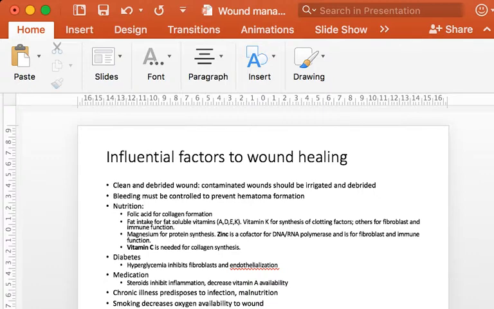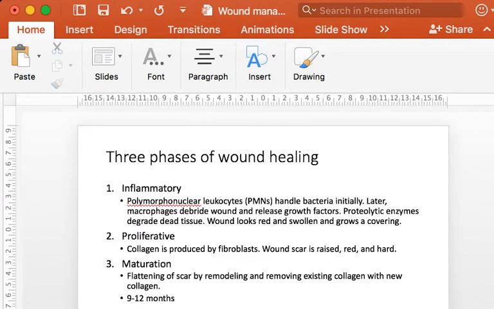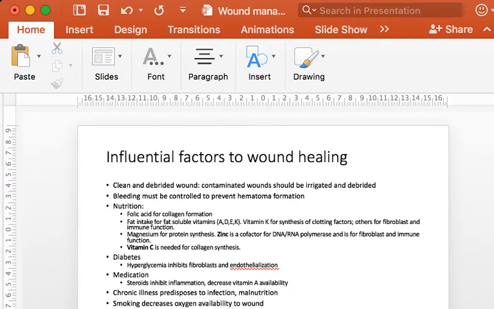Magnesium is needed for protein synthesis, and then the fat-soluble vitamins, with the exception of vitamin K, are used for fibroblast function. So all these things are important in the proliferative phase. In terms of diabetic patients, hyperglycemia will inhibit fibroblast function and endothelialization. Diabetic patients are also more at risk for pressure ulcers, which are a form of wound. They also have decreased wound healing just in general.